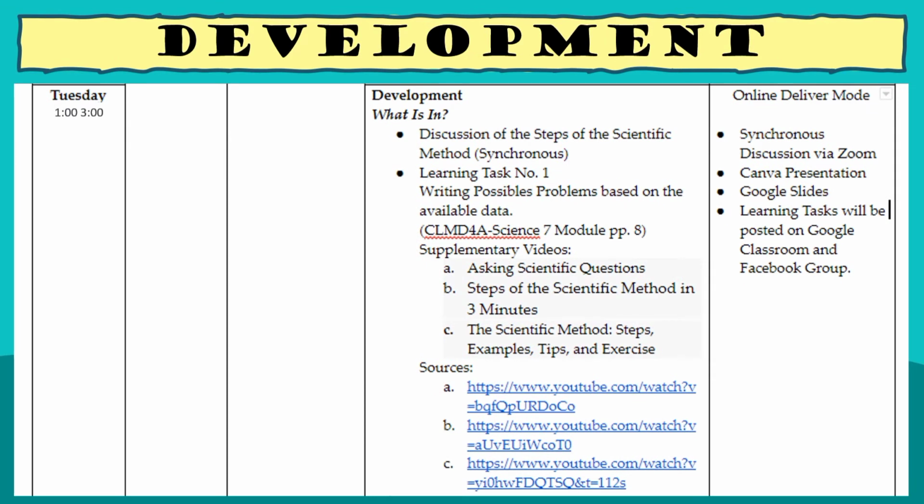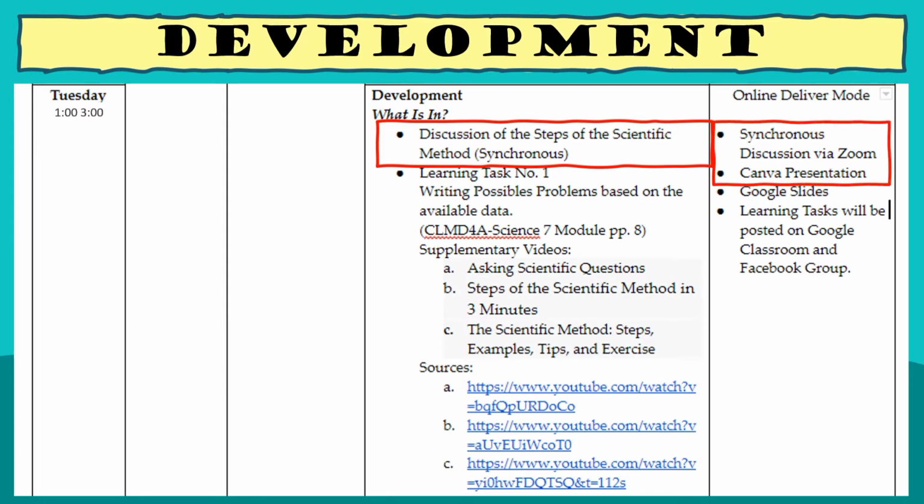After introduction, there will be the development phase. For the development phase, the teacher presents activities, tasks, contents of values, and interests to the learners. In this phase, students are guided to develop and understand new concepts and skills about the scientific method. To guide them in their own learning, there will be a synchronous discussion of the lesson via Zoom, in which the lesson is presented using Canva.